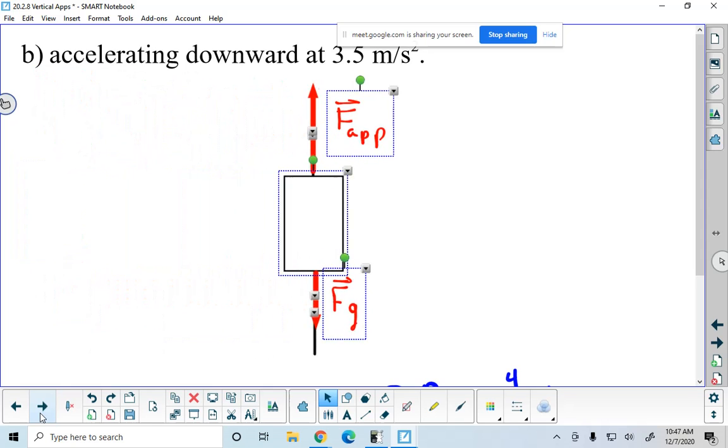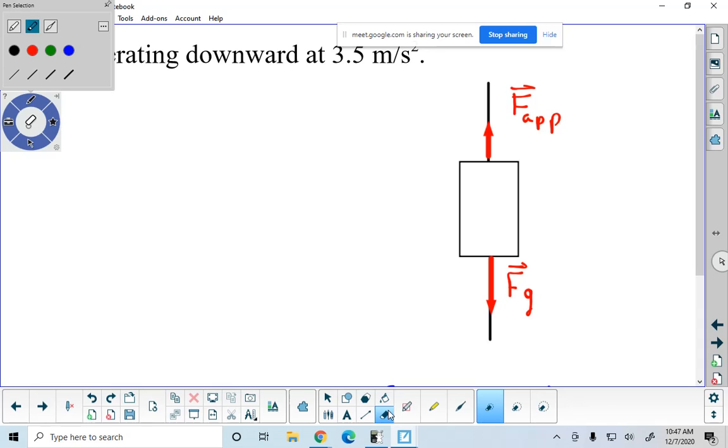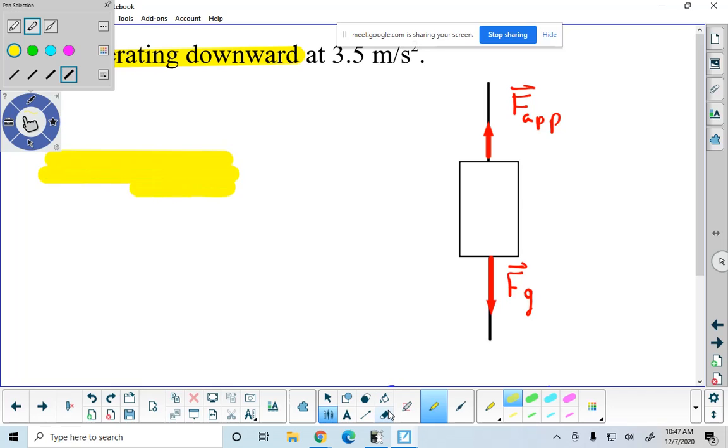I hope it's clear that since it's accelerating downward in B, the applied force upward must be smaller than the force due to gravity. And that's something that is always going to be the case. If it's accelerating downward, then it must be the case that the applied force up is smaller than the force due to gravity in magnitude.